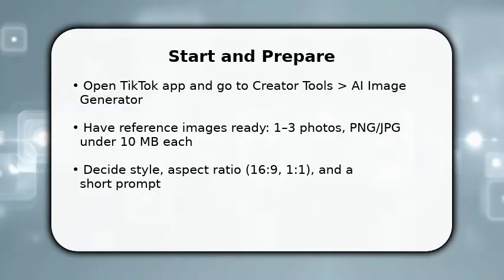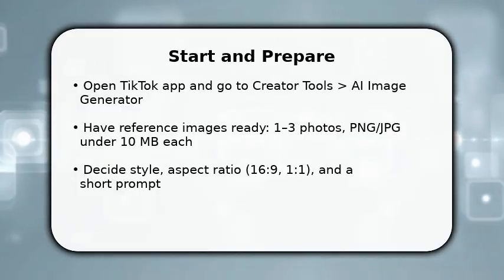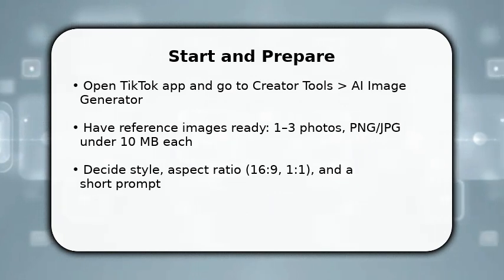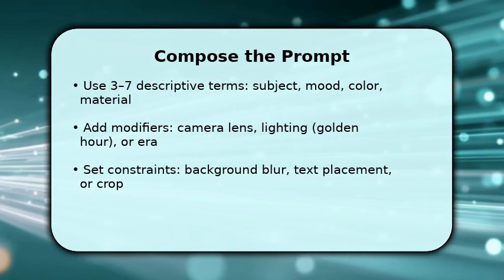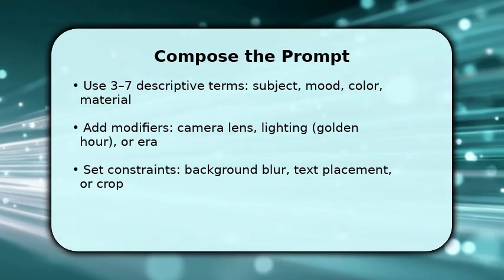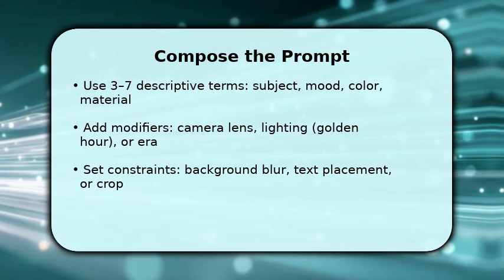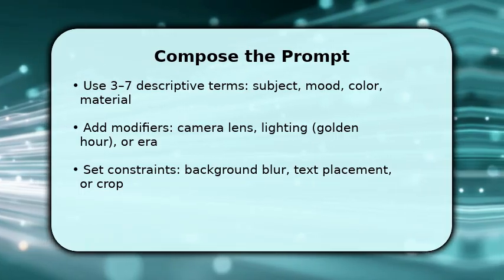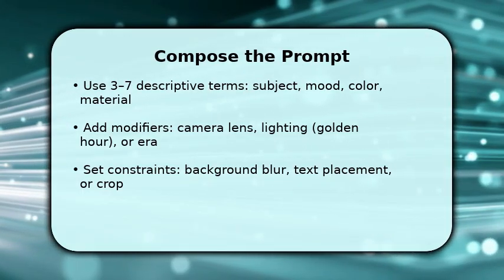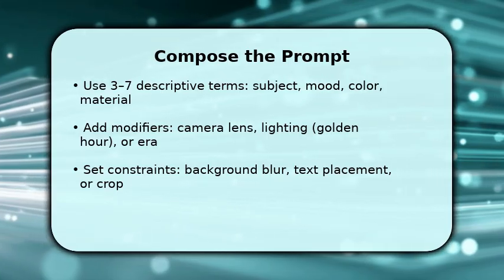This step sets constraints the generator follows, so be specific about mood or color palette to reduce trial and error later. Now you craft a precise prompt. List the subject, mood, dominant colors, and materials in 3-7 terms to keep it focused. Then add actionable modifiers like lens type, lighting, golden hour, and depth of field so the generator understands photograph-like cues.